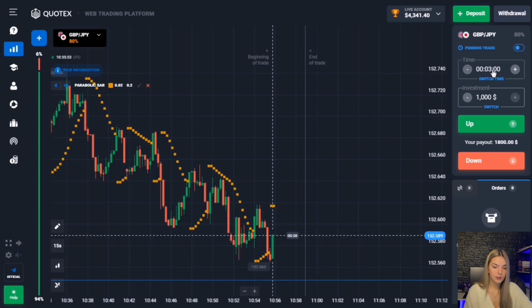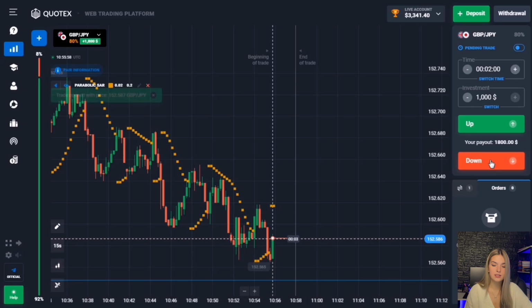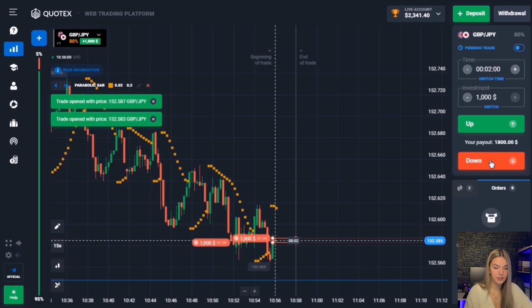Let's go literally for 2 minutes. I think that in this situation this time will be quite enough and the price will continue its movement to this level. And so let's wait for the end of our deal.